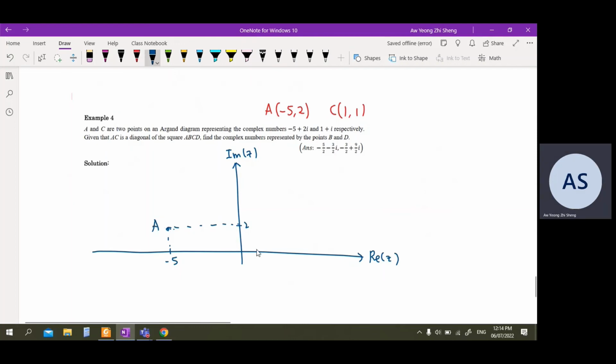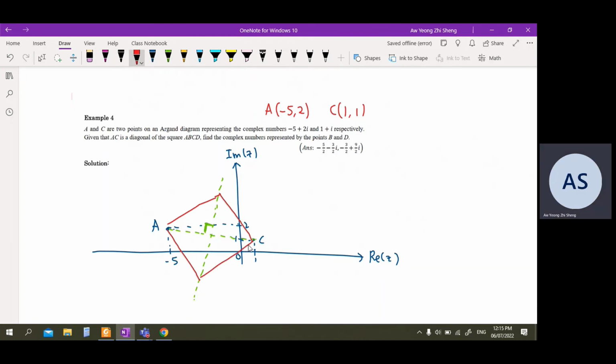It's just to help you to visualize what's happening. AC, C would be the point 1, 1, which is roughly here. And AC forms a diagonal of the square. Okay. So you can expect the other diagonal to look something like this, making a 90 degrees with the original diagonal AC. And you would expect the second vertex to be somewhere here, the third vertex to be somewhere up there.